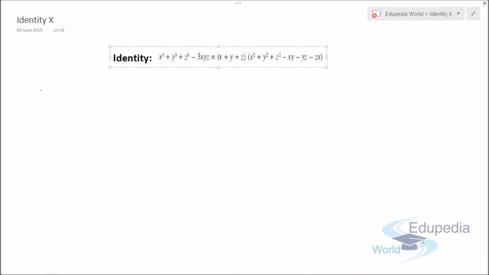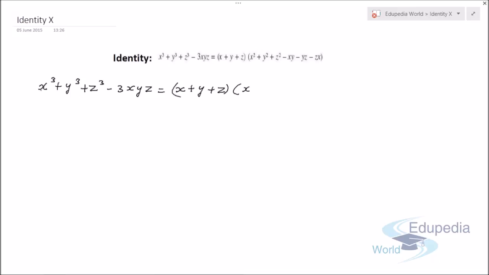The next identity is a very important identity, which is generally asked in exams in long type questions. So you have to watch this identity and use it very carefully. First let's solve this identity, then we'll solve the special case for this identity. Watch carefully. The identity is x³ + y³ + z³ - 3xyz equals (x + y + z) into (x² + y² + z² - xy - yz - zx).